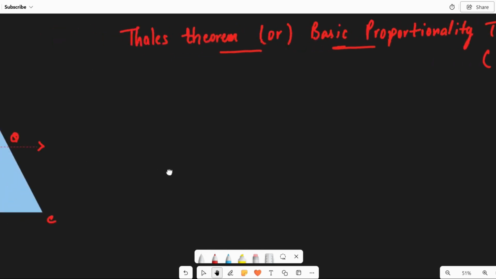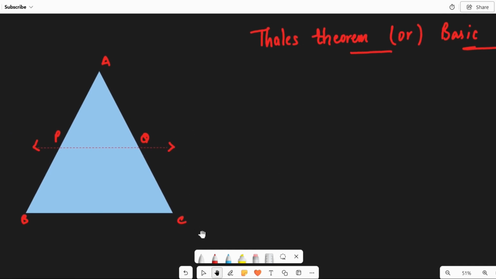Let us take an example of this triangle. We can see that in triangle ABC, the line PQ is parallel to the side BC and it intersects the other two sides at points P and Q. So according to the Thales theorem, the sides are divided in the same ratio. That is, AP by PB will be equal to AQ by QC.